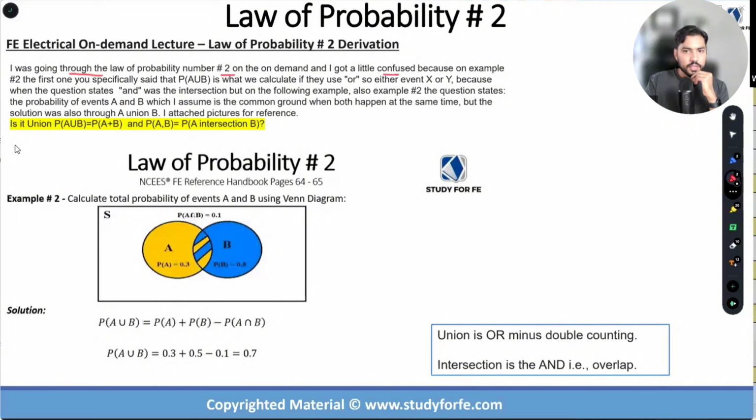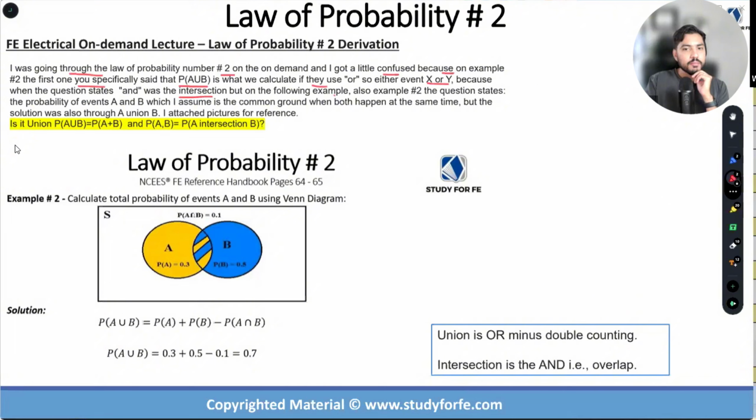on-demand and I got a little bit confused because on example number 2, the first one you specifically said that P A union B is what we calculate if they use or. So either event X or Y. Because when the question states and, that was the intersection.